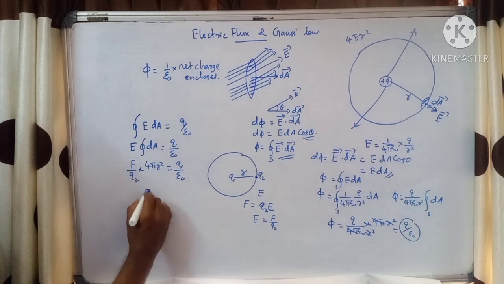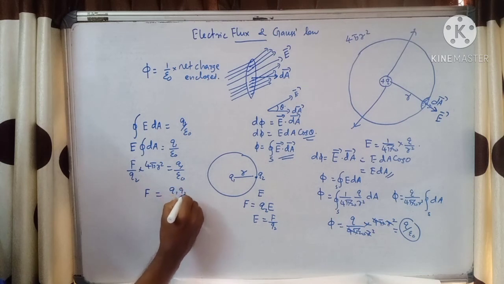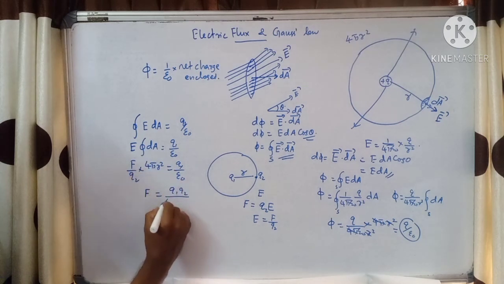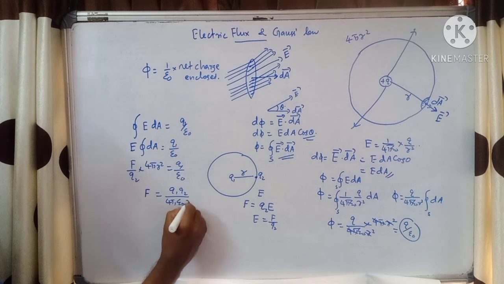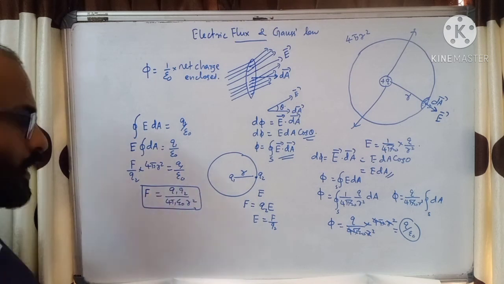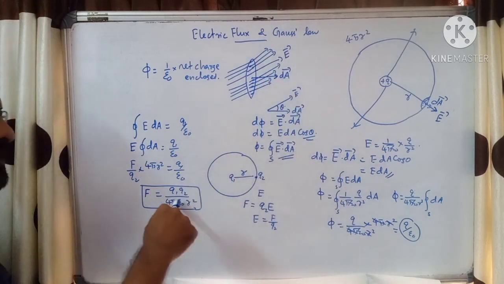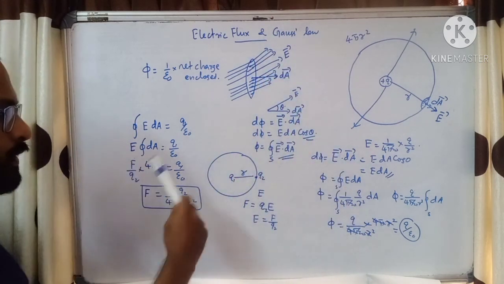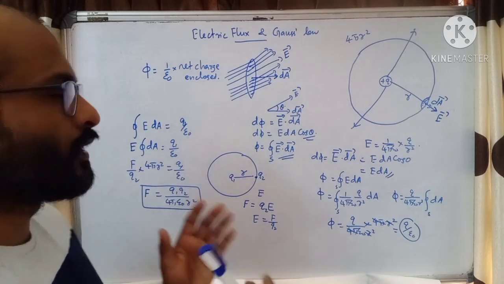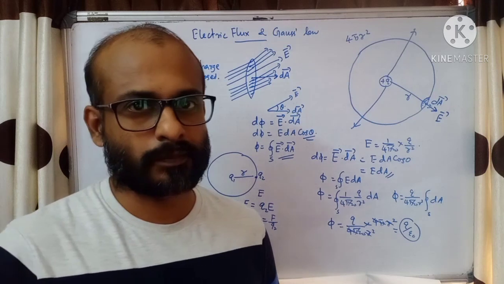F is equal to, how will you get F? You multiply q2 here, so q1 q2, and here we have 4 pi epsilon 0 r square. See, this is Coulomb's law. The force between the charges q1 and q2 is F equal to 1 by 4 pi epsilon 0 q1 q2 by r square. So with the help of Gauss's law, we can arrive at Coulomb's law, the force between the charges. So we can say they are interconnected. Okay, I hope that you have understood. Thank you.